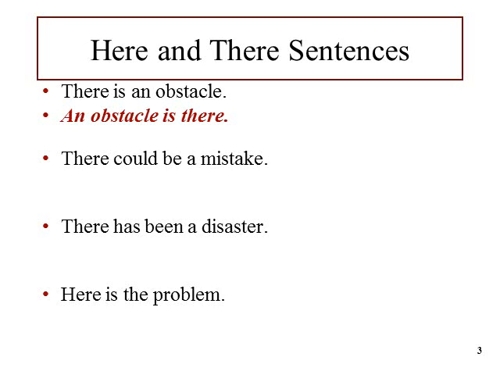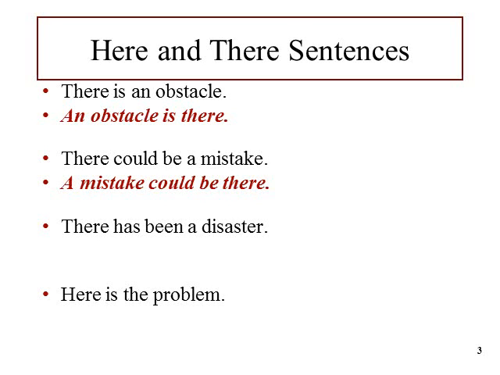So how about there could be a mistake? There is not the subject. We could probably figure out that could be is the verb. But in order to understand where the true subject is, just put it in normal order. What could be? Well, a mistake could be, and it makes us say a mistake could be there. And now we can see that the subject is mistake and the verb is could be.